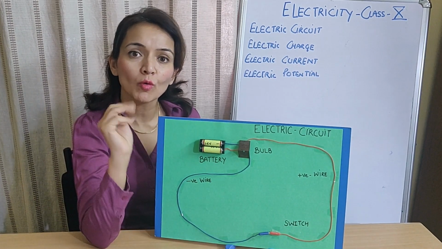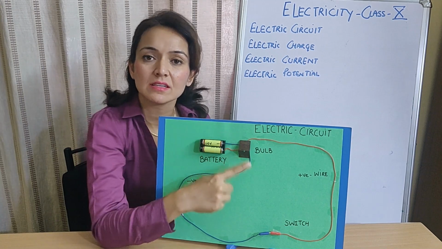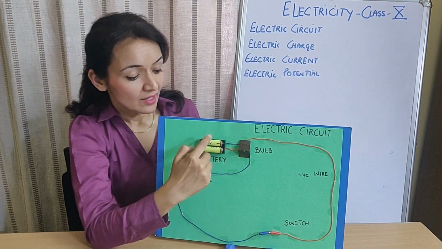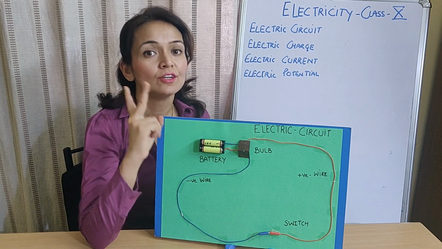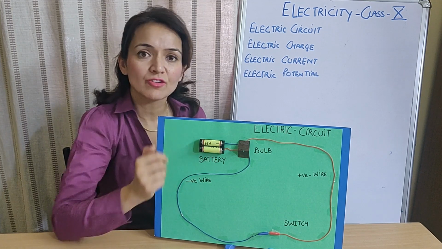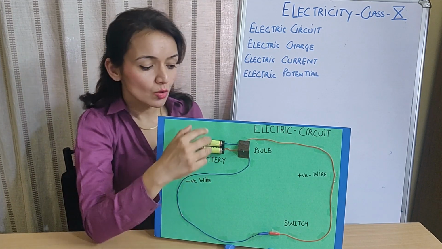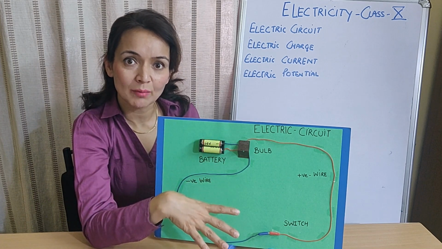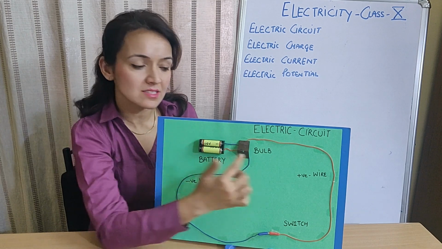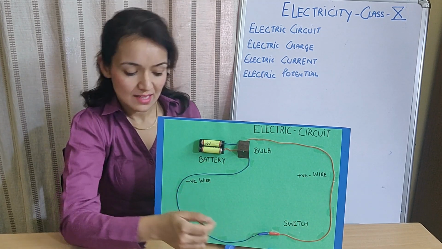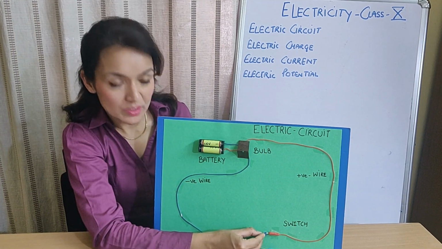So we require four things for an electric circuit to complete. These four things are cells. One cell is a cell. Two cells form a battery, two or more cells. So in this setup, we have got a battery with us, we have got a bulb with us, we have got wires and we have got a switch here.